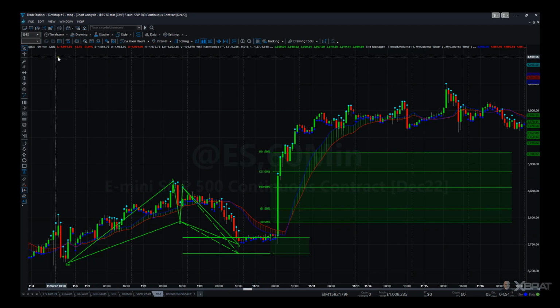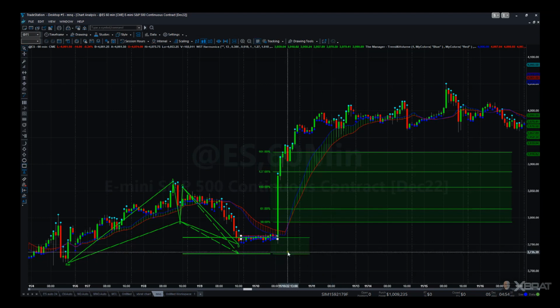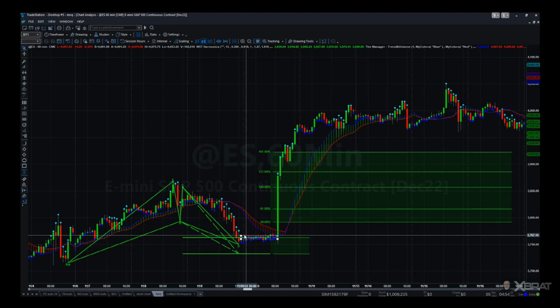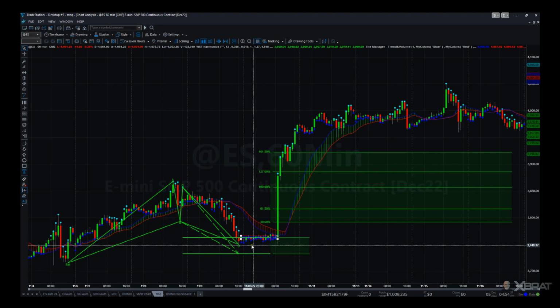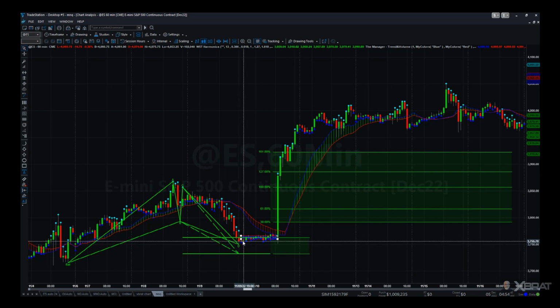So for me, if I can just put that in there. So we've got a bit of clustering here, and I want to be entering just above all of that. So around about there. So we're looking at a 3767 entry. So we start to move away. We don't really come back down to test the D pivot. We do test the D pivot just before the big move up.